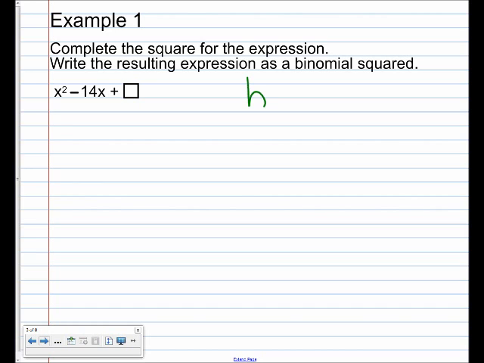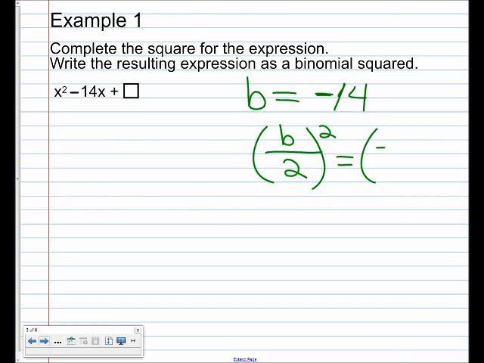First, I want to know what is b. Now again, b is always the number that is in front of the x to the first power. In this case, b is negative 14. All right, so make sure you bring that sign with it, negative 14. So in order to complete the square, I need to take that b and put it over 2 and then ultimately square it. So that's going to be negative 14 divided by 2 and then ultimately square it.